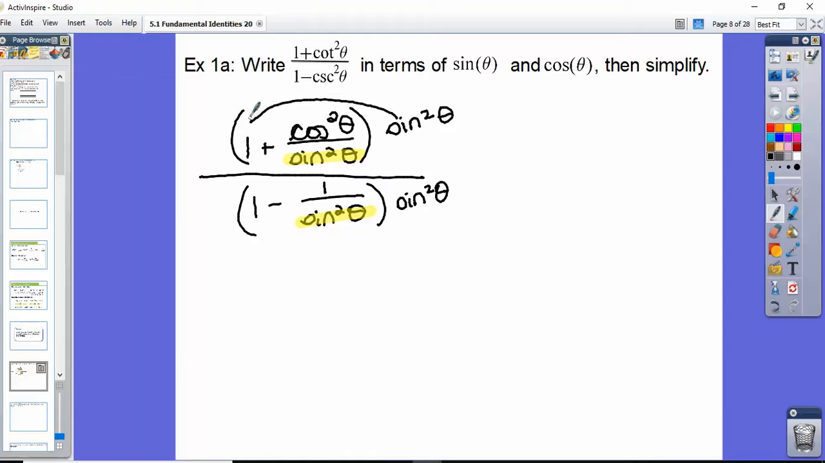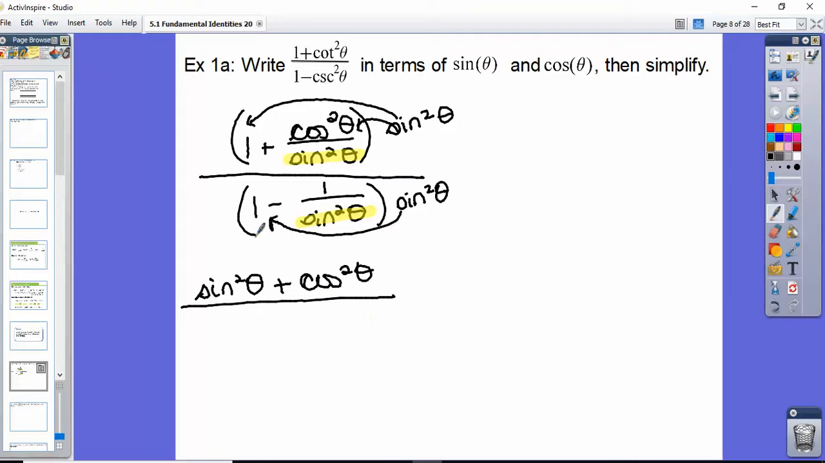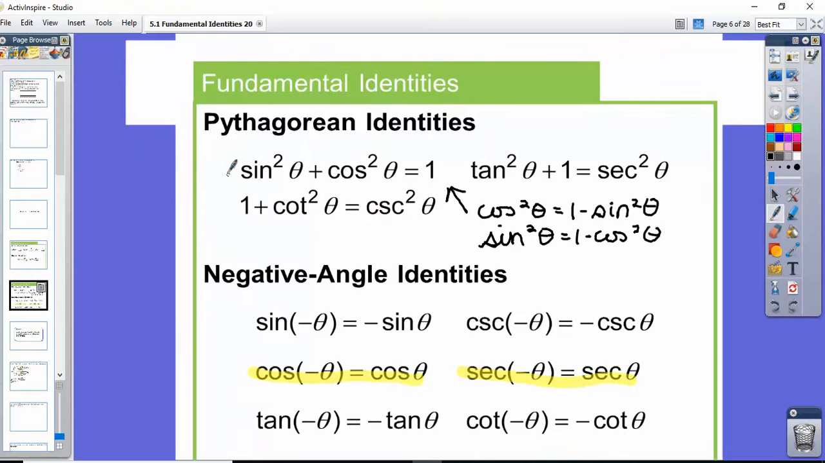So if I distribute, 1 times sine squared is sine squared. If I take cosine squared over sine squared times the sine squared, those sines drop and you just have a cosine squared. On the bottom, distribute and you get sine squared minus 1. Sine squared plus cosine squared, that's an identity. That is just equal to 1.